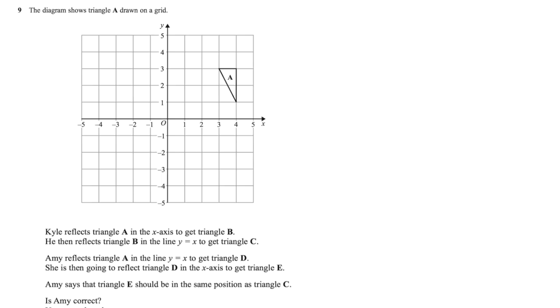Okay, so the question states Kyle reflects triangle A in the x-axis to get triangle B. So I'm just going to draw triangle B. So this is my triangle B.